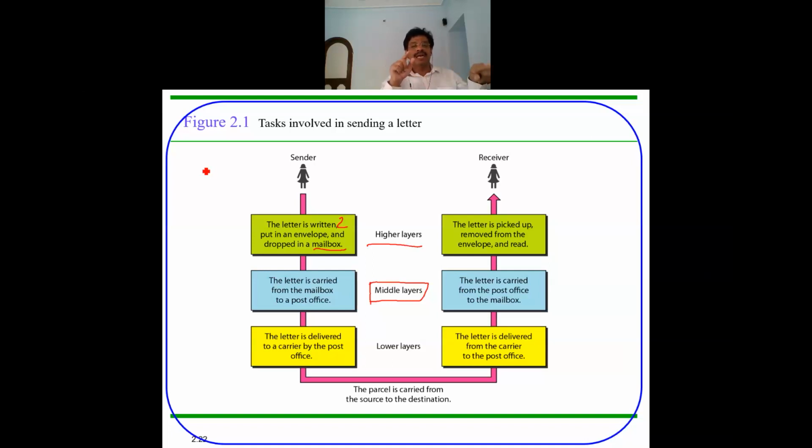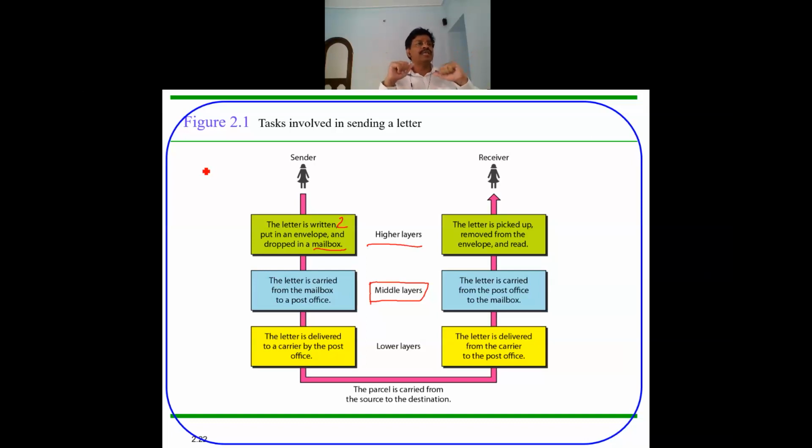See, all these tasks are independent tasks. At the higher layer, the sender is writing. This particular task is not at all related to the letter being carried from the mailbox to the post office. That's why we can say that at every layer, we have some independent task that is being performed.